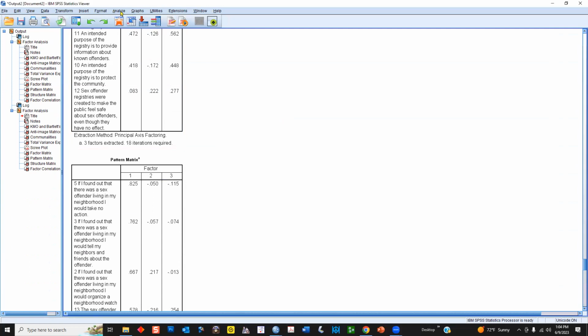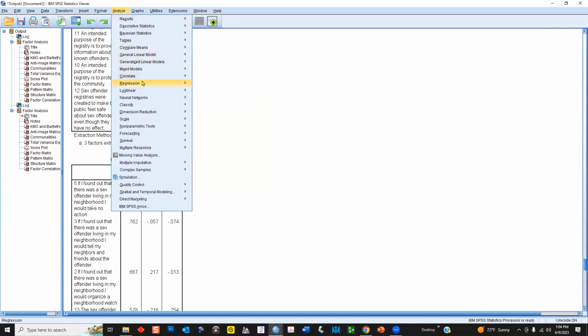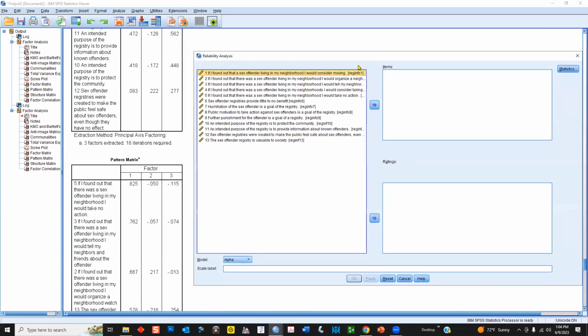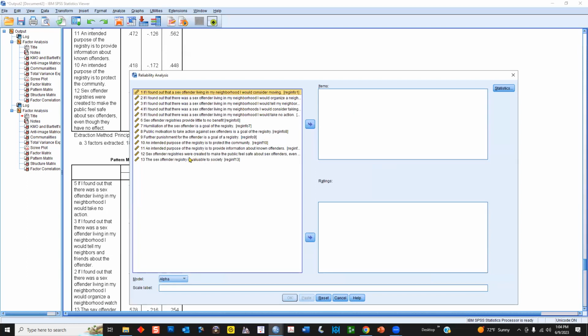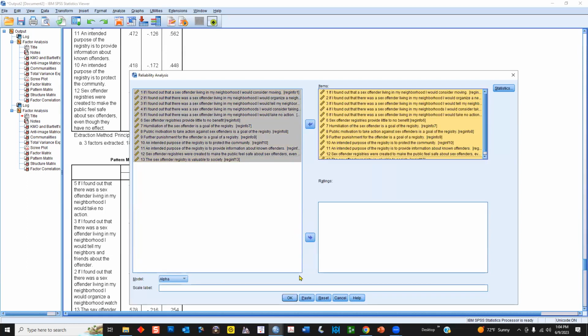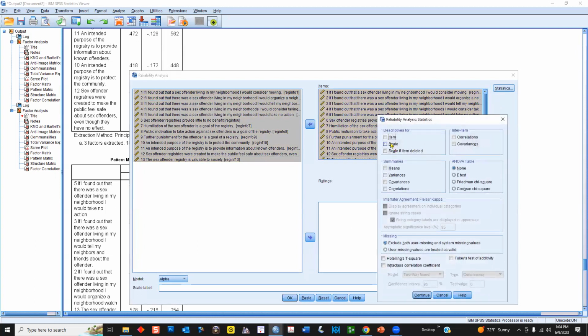Let's take a real quick look at the Cronbach alpha. And so that's under scale, reliability analysis. I'm going to take all these items. We're considering a removal of items 6 and 12. Put those over. Cronbach alpha, you want to take a look at these options here, especially the last one, scale if item deleted.